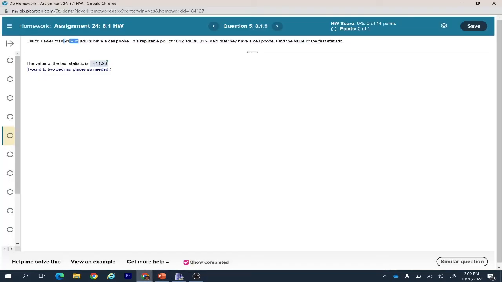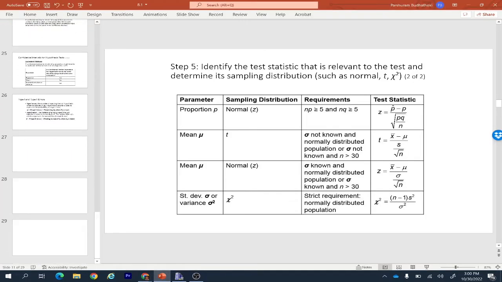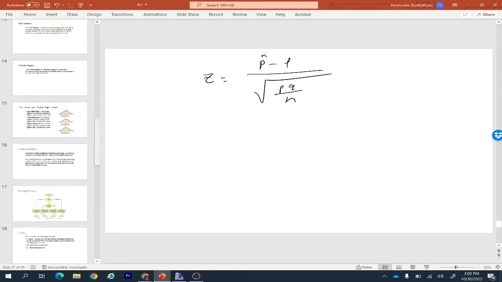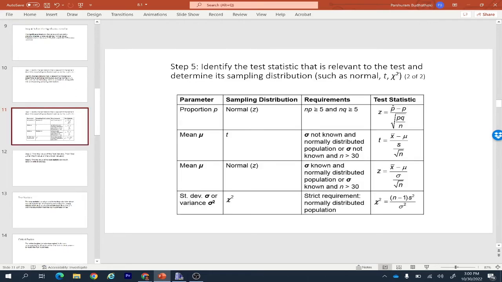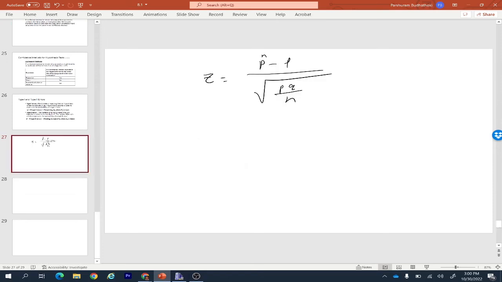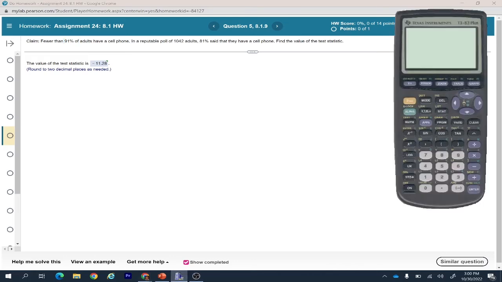In this case, this is the formula we are using. The test statistic is p cap minus p over square root of pq over n. I guess that's the right formula I'm using. So this is the test statistic, and we're going to use this formula for finding this value. I'm going to use the calculator here.